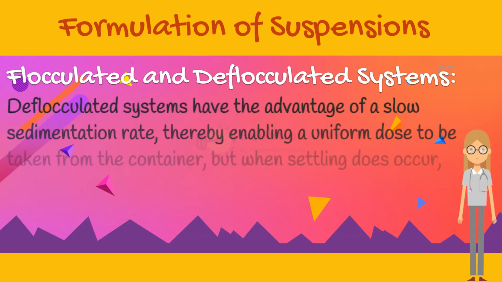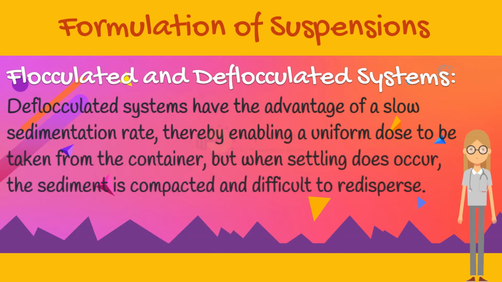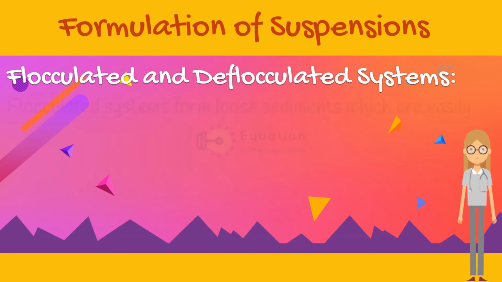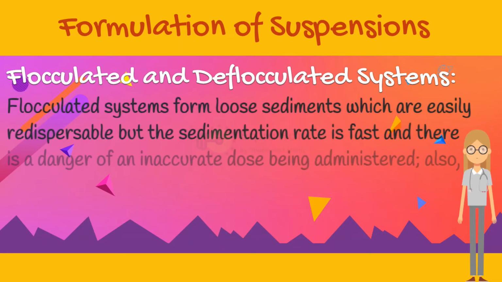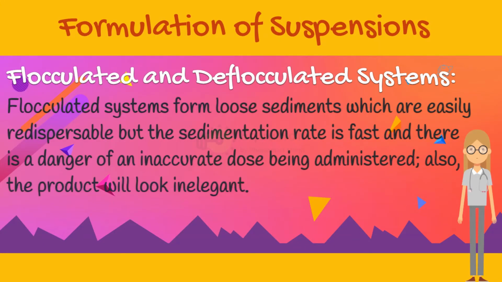Deflocculated systems have the advantage of a slow sedimentation rate, thereby enabling a uniform dose to be taken from the container, but when settling does occur, the sediment is compacted and difficult to redisperse. Flocculated systems form loose sediments, which are easily redispersible, but the sedimentation rate is fast, and there is a danger of an inaccurate dose being administered. Also, the product will look inelegant.